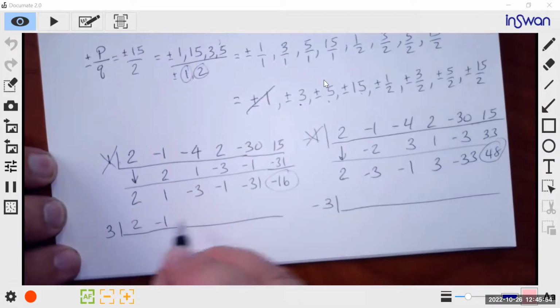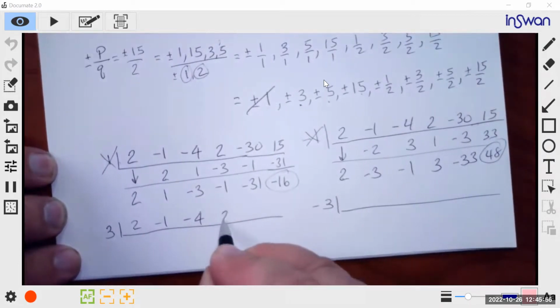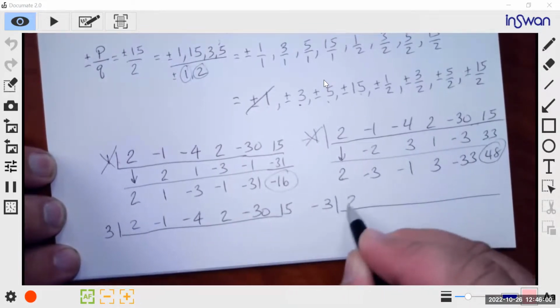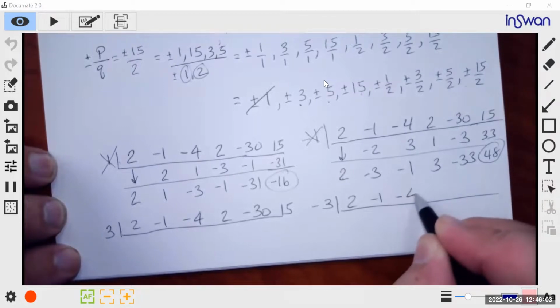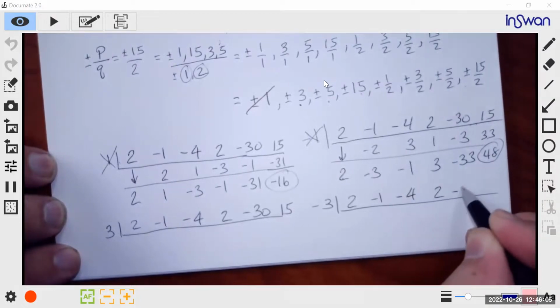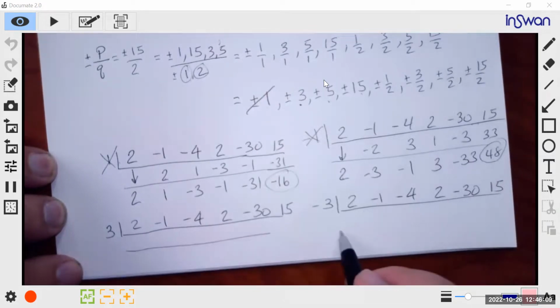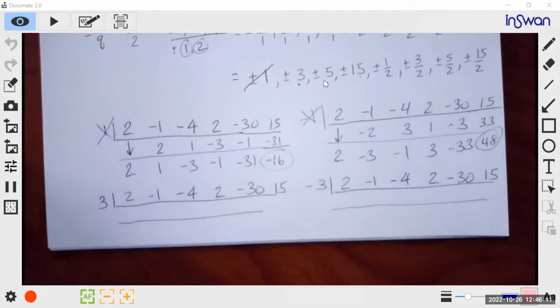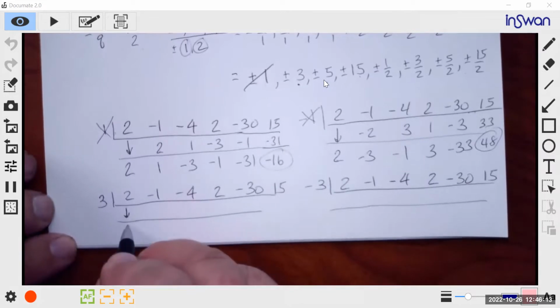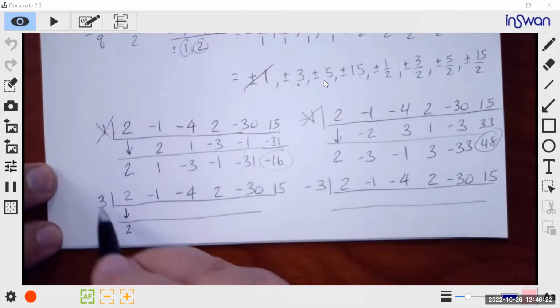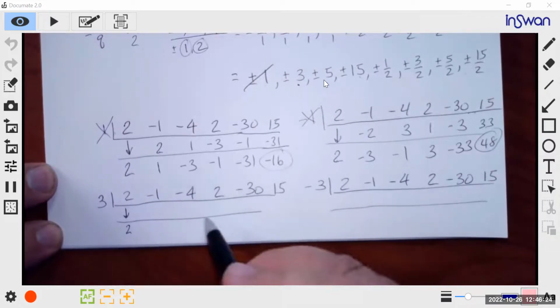So it's 2, -1, -4, 2, -30, 15. Bring down the first one. Is everybody okay with synthetic division? This is a whole process of multiplication, addition, multiplication, addition.